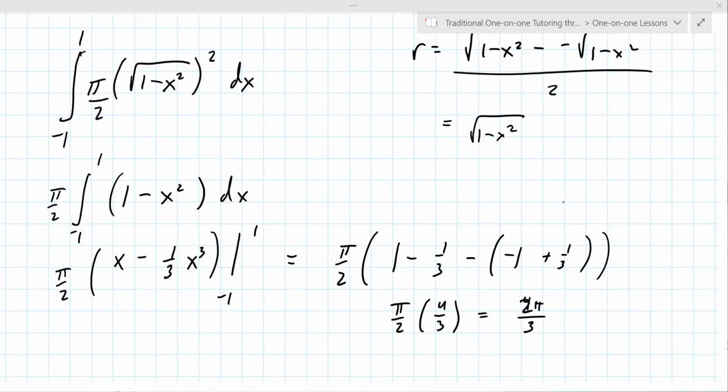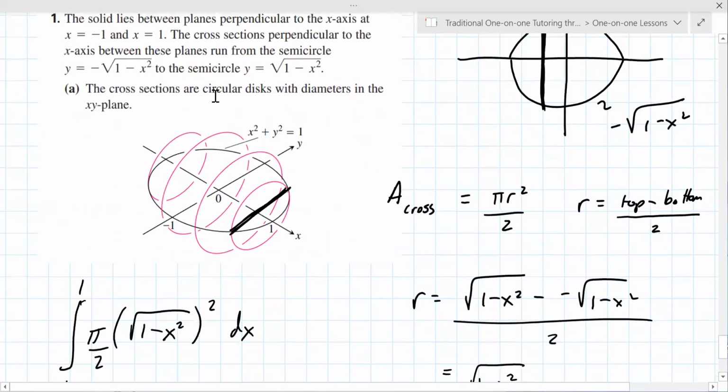A small point here, because I don't have the answers, is these don't actually look like semicircles. They look like full circles. And I don't know if that's a mistake, but oh, you know what? I'm sorry. It does say circular discs. Oops. Okay.